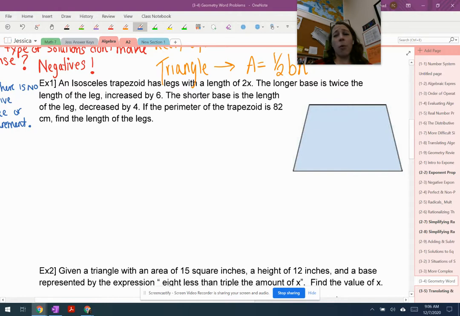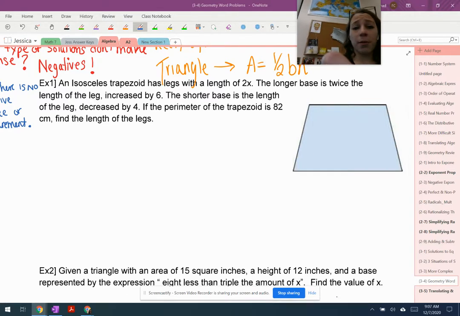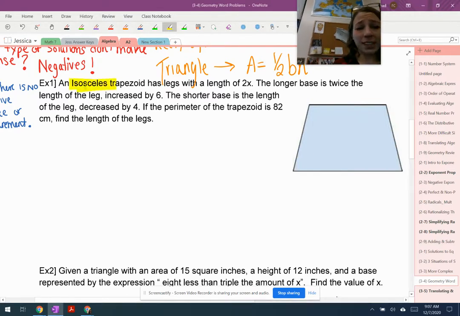So I read that once. That was definitely not enough because I barely processed any of that. So a couple of things that are jumping out at me. Isosceles trapezoid. That word, well, first off, isosceles.